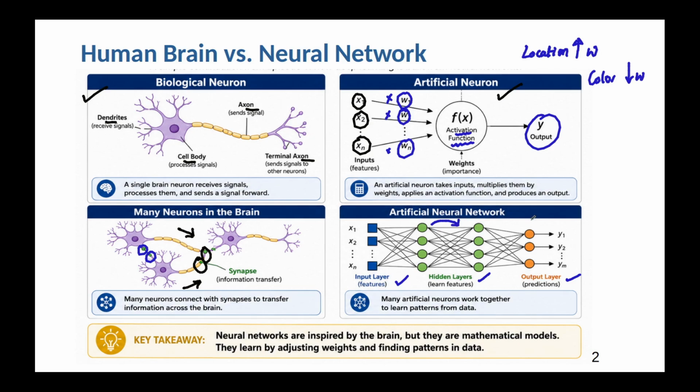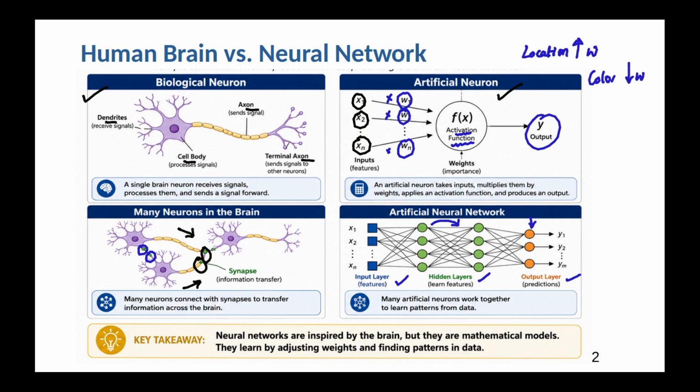For example, if you give an image of a dog, the input layer receives the pixel values, the hidden layers learn edges, shapes, eyes, ears, and the body structure. And the output layer finally says whether the image is a dog, cat, or something else. This is the basic idea of a neural network.